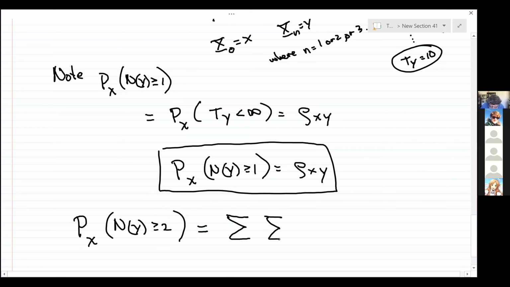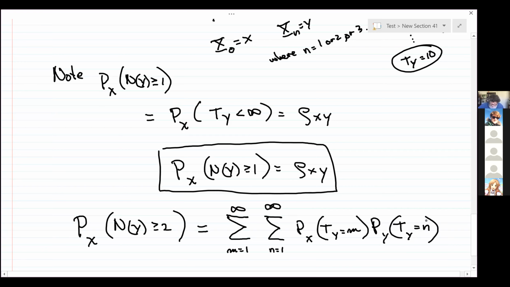They're saying this is a double sum where m is going from 1 to infinity, and n is doing the same. And what are you summing? You're summing the probability that starting at x, the time it takes to first hit y is m, times the probability that starting at y, the time it takes to first hit y from there, first positive time, is n.